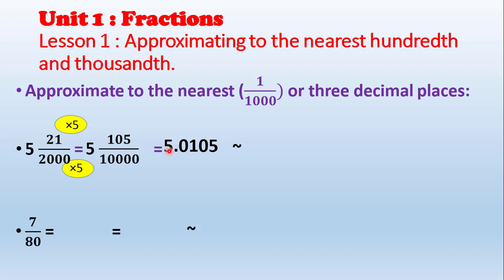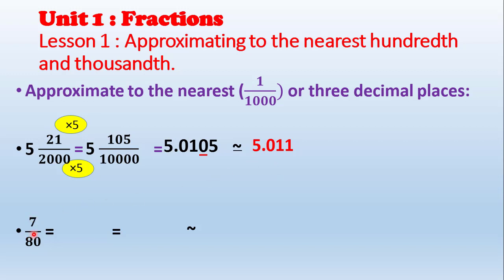Okay. Now I want to approximate to the nearest thousandth. Where is the thousandth here? Tenth, hundredth, thousandth. So this 0, look at the right, 5, so add 1. So this number is approximately equal to 5.011. So here I multiply up and down by 5 to change the mixed number to decimal, then approximate.